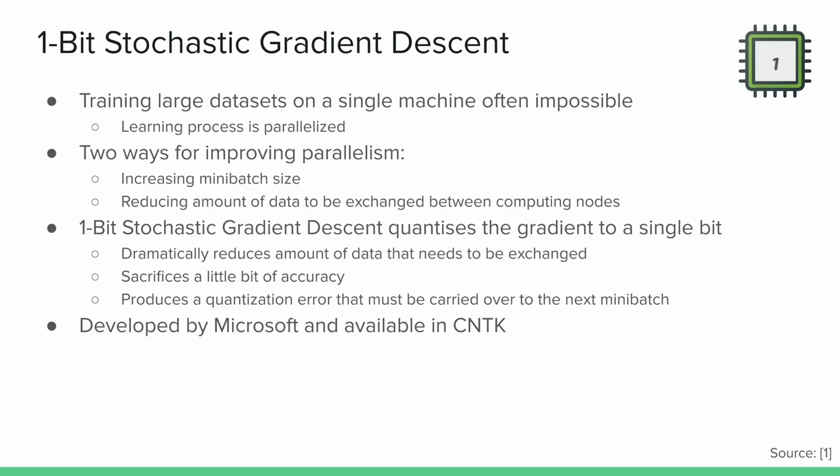sacrificing your accuracy, and that quantization error that you can compute between what you have as an update step and what you actually send must be carried over, or otherwise, of course, you will accumulate a lot of errors here. It was developed by Microsoft and is available in their CNTK framework, which unfortunately is discontinued. Like, the development is discontinued, but I think this is still a very interesting idea of doing gradient descent.